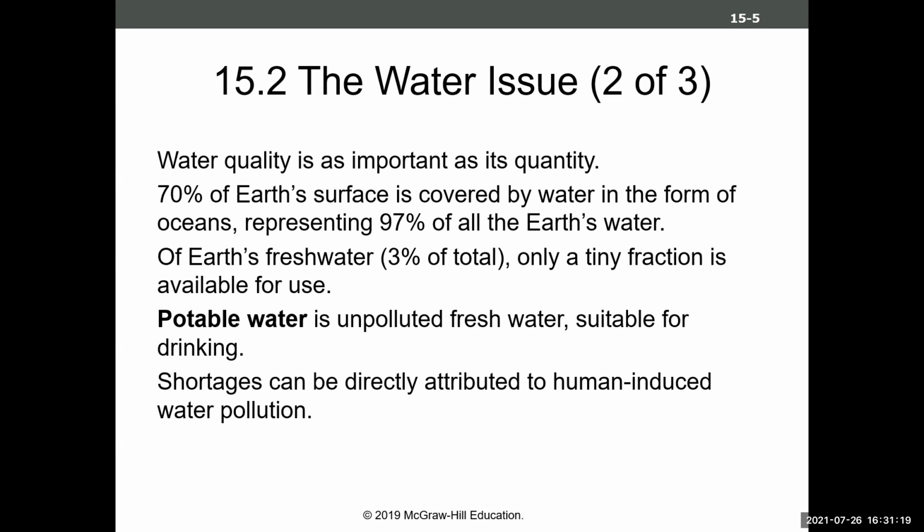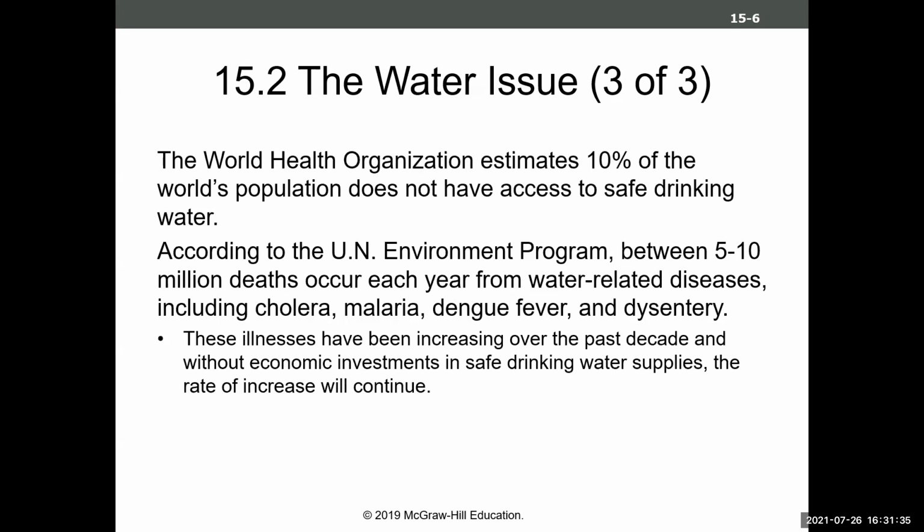Shortages of water can be attributed to and directly correlated with human-induced water pollution, as well as changes in the climate, I guess you could say. And so the WHO has estimated that about 10% of the world's population does not have access to safe drinking water, which is a lot. That's millions of people that don't have access to safe drinking water.